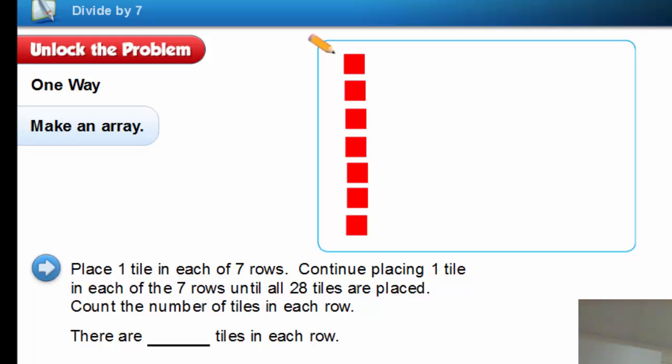Count the number of tiles in each row. First, we need to make sure that we are placing these tiles in the 7 rows and that we are counting correctly to 28.